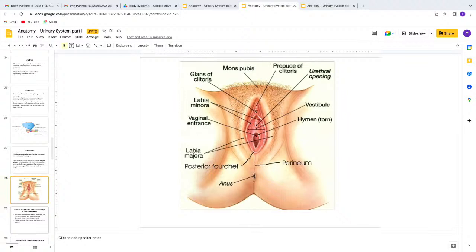Giving us some mucus, and it is adding to the whole vaginal fluid, and also lubricating the external part of the orifice, the urinary orifice, okay?